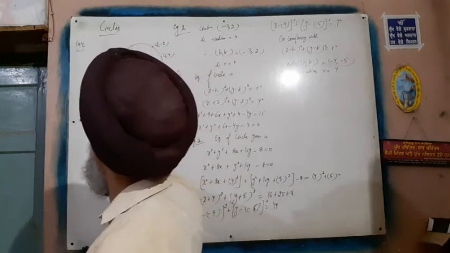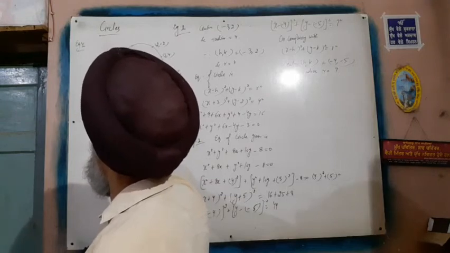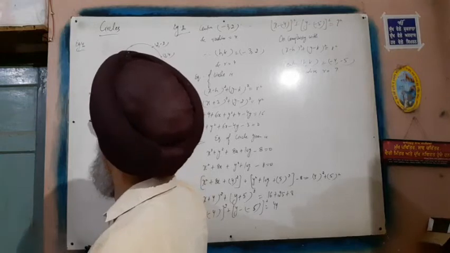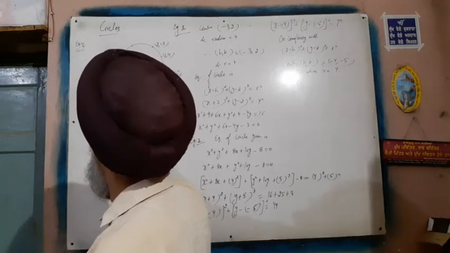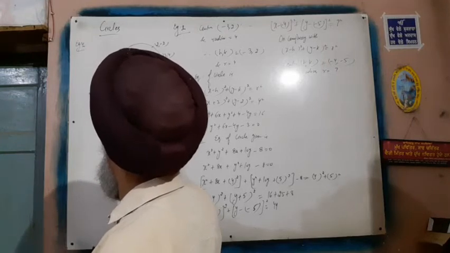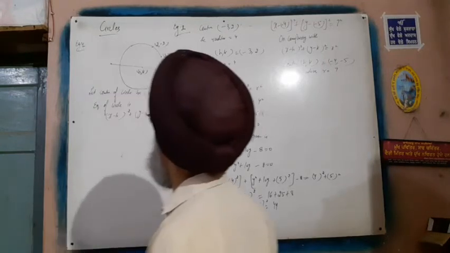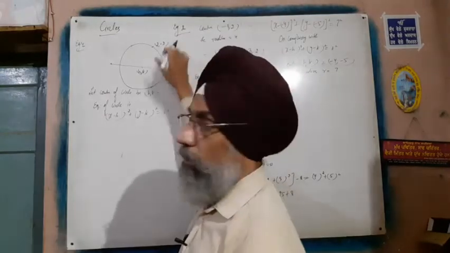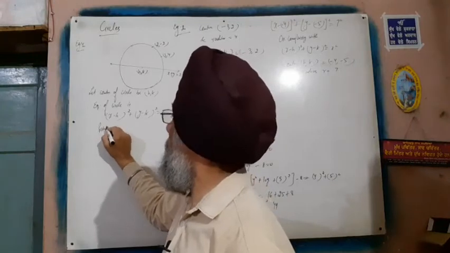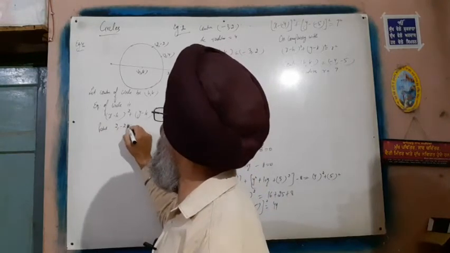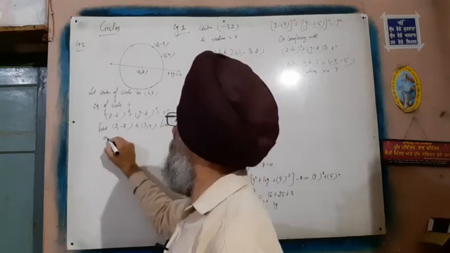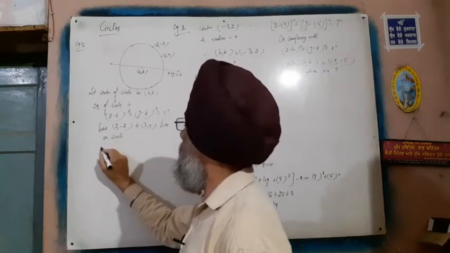So let center of circle be h k. So equation of circle is x minus h whole square, y minus k whole square is equal to r square. These 2 points are lying on the circle. So point 2, minus 2 and 3, 4 lies on circle.